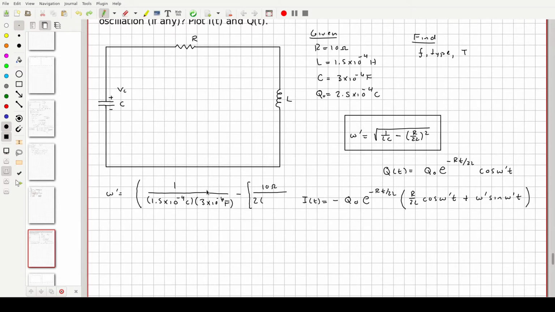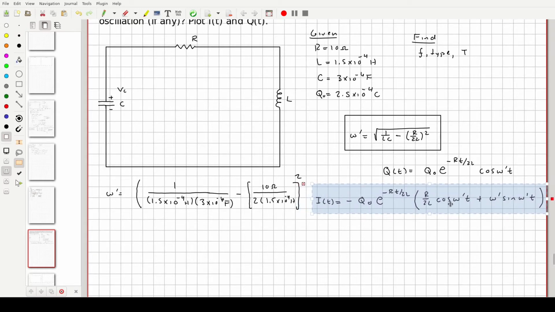Hold on. That's henries, not coulombs. I don't know why I did that there. Let me fix that. Sorry about that. 1.5 times 10 to the minus 4th henries. Square that. Then let me accommodate myself here just a little bit. Just need a little bit of room there. And that's all square rooted like that.